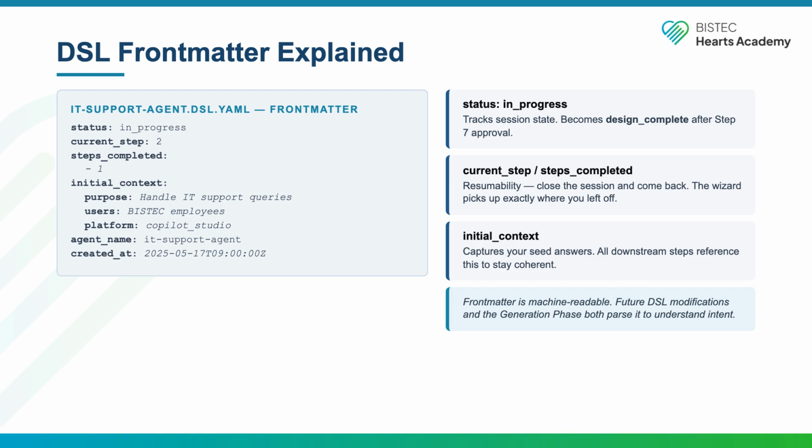Current step and steps completed together give the wizard its resumability. If you close your session after step 4, come back the next day and reopen the DSL, the wizard reads these 2 fields and picks up at step 5. You do not rerun anything you have already done. Initial context stores your answers to the 3 seed questions from step 1: purpose, users, and platform. Every downstream step reads this context to stay coherent with your original intent. This is why specificity in step 1 matters so much. This is the data that gets passed forward.